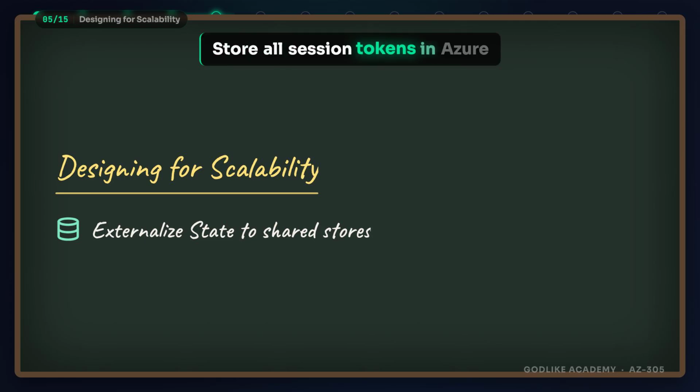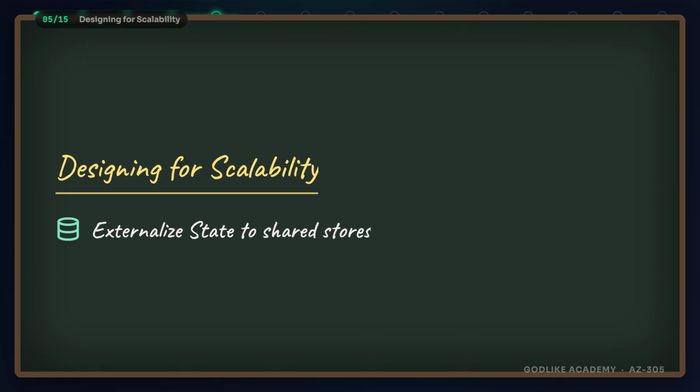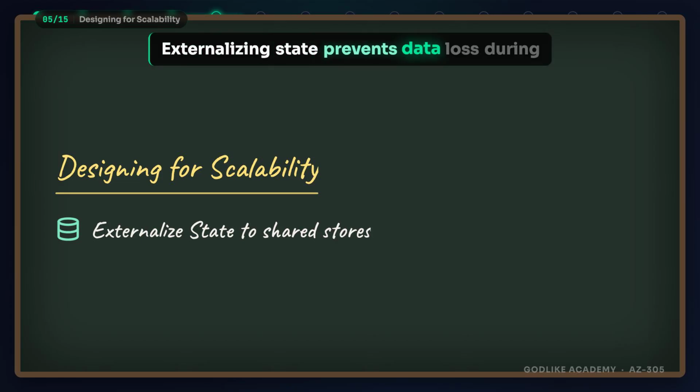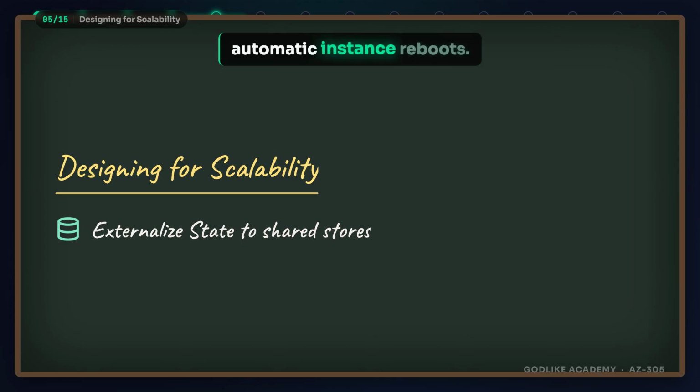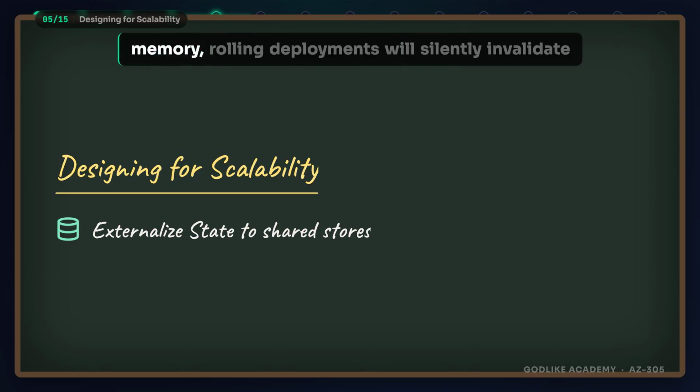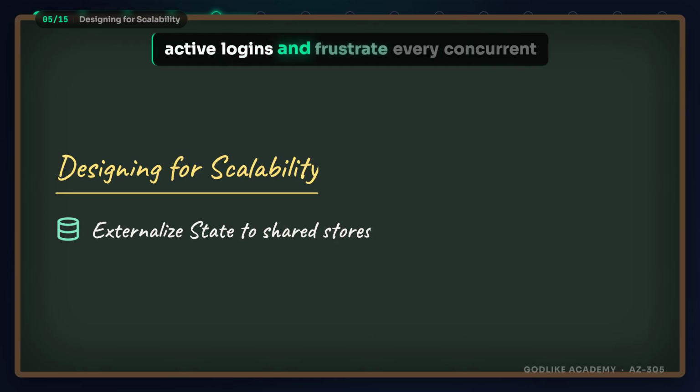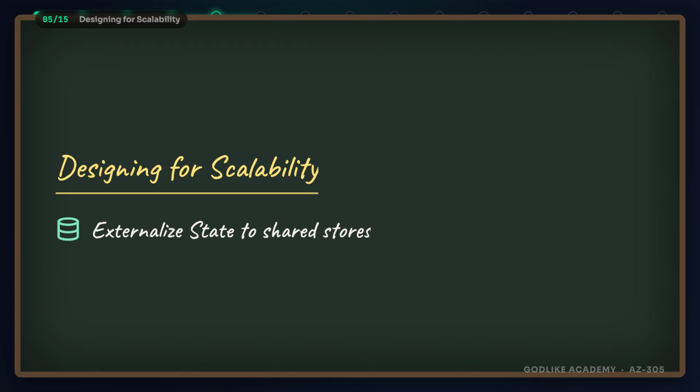Store all session tokens in Azure Cache for Redis using the SETEX command with a 360-second timeout. Externalizing state prevents data loss during automatic instance reboots. If you keep sessions in local memory, rolling deployments will silently invalidate active logins and frustrate every concurrent user.